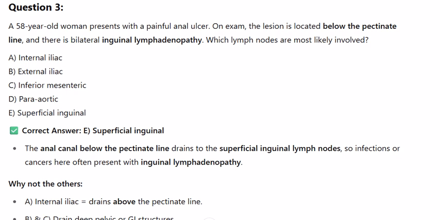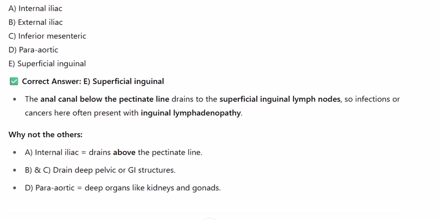Superficial inguinal. The anal canal below the pectinate line drains to the superficial inguinal lymph nodes, so infections or cancers here often present with inguinal lymphadenopathy. Why not the others? A. Internal iliac equals drains above the pectinate line. B and C drain deep pelvic or GI structures. D. Para-aortic, deep organs like kidneys and gonads.